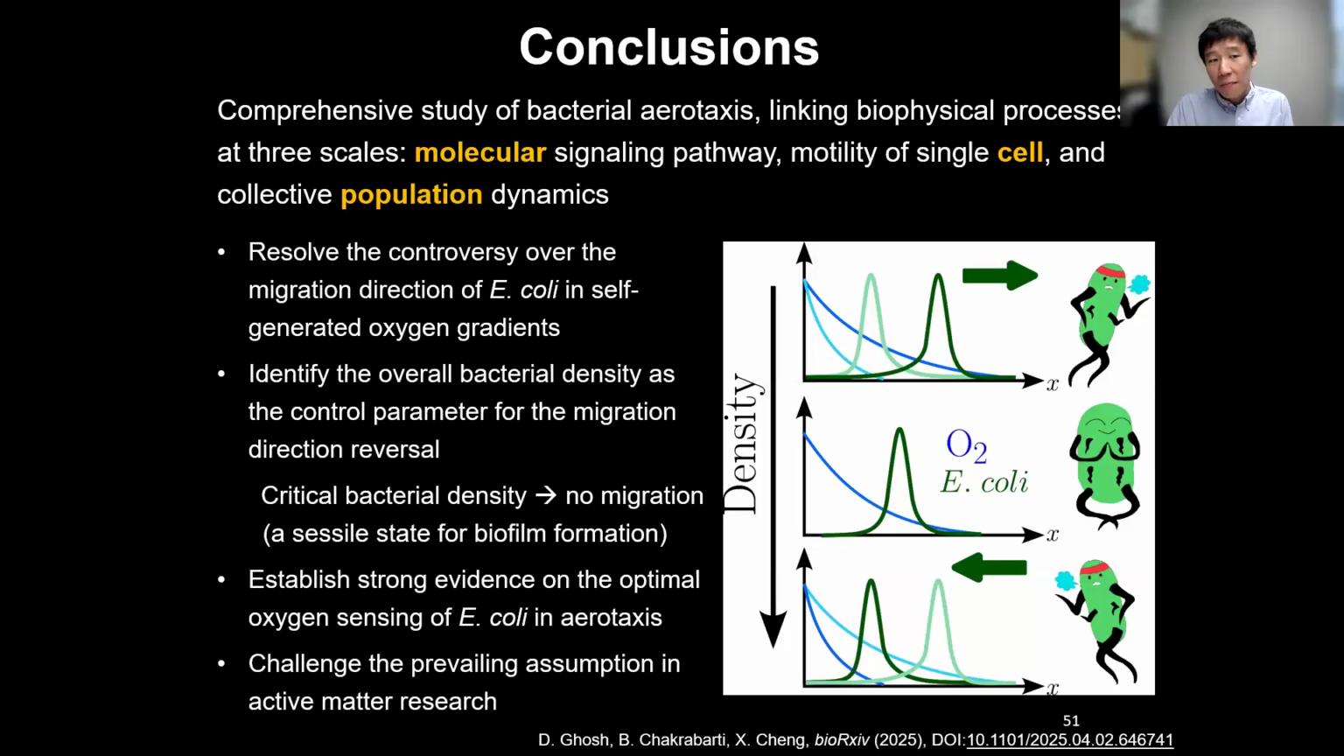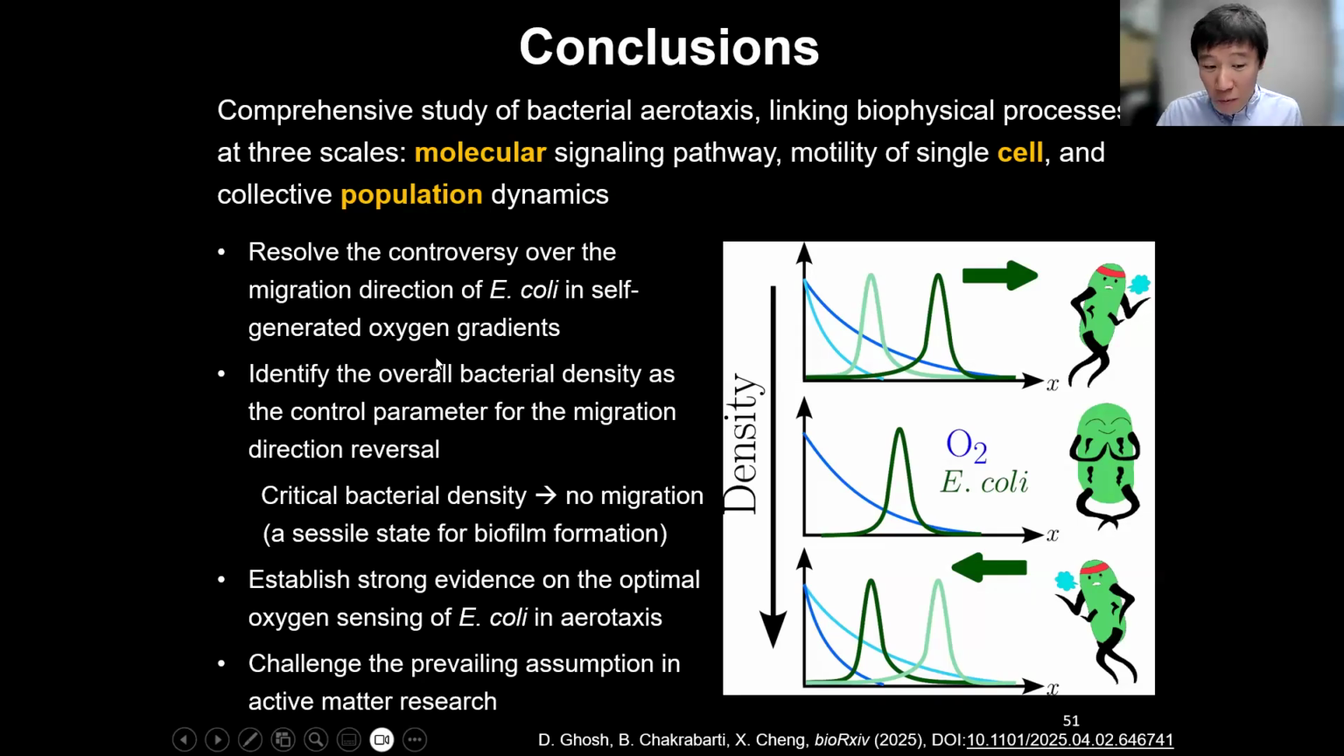In the second part of my talk, I told you how aerotaxis modifies the swimming behavior of bacteria. We look into this problem from the molecular signaling pathway, the motility of single cells, as well as collective population dynamics. Our result resolves some long-time controversy about where the bacteria go, the migration direction of bacteria in a self-generated oxygen gradient. We identify the overall bacterial density as a control parameter. At this critical bacterial density, essentially you do not see migration anymore.